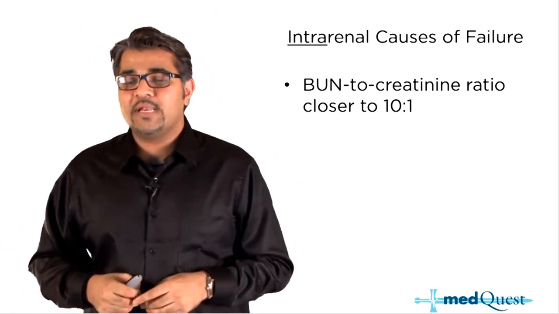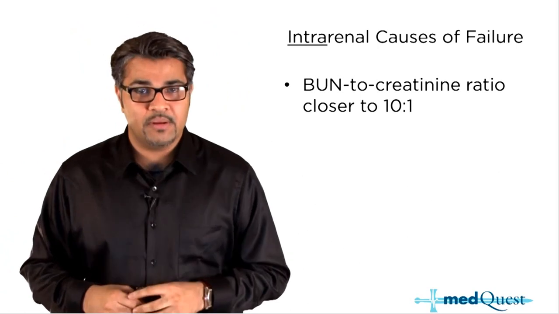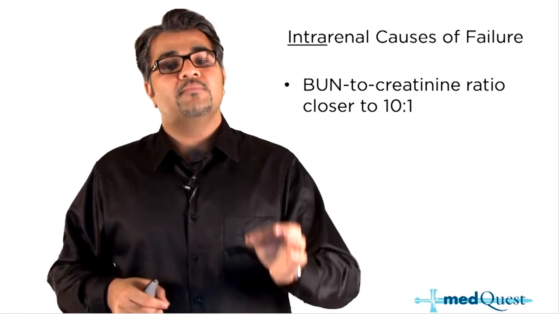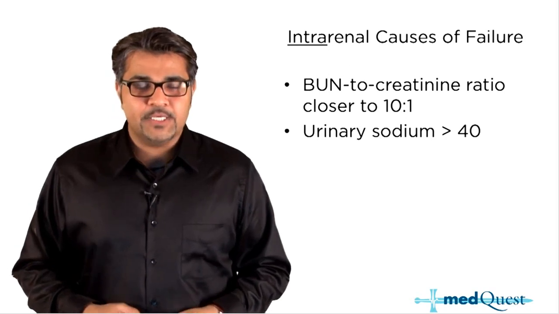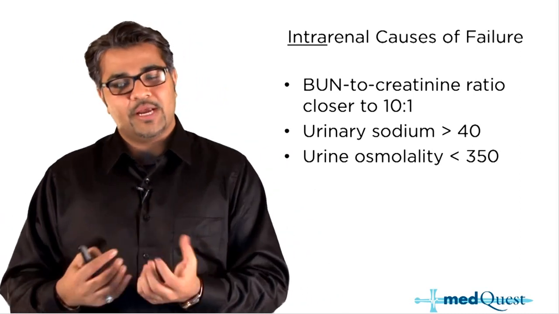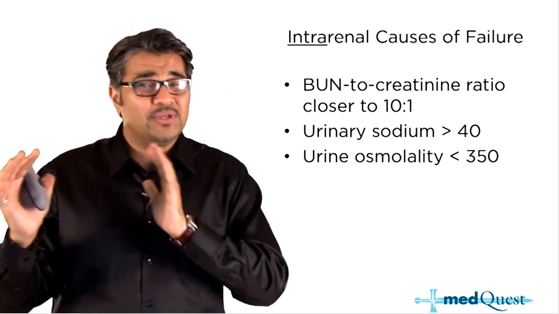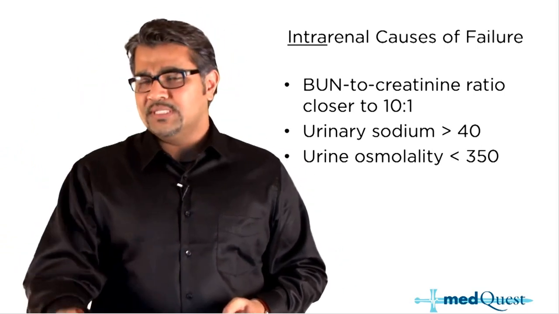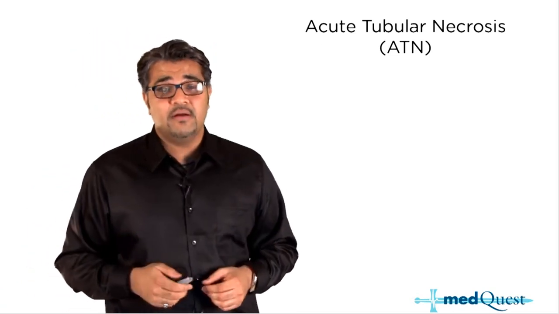Now, BUN to creatinine ratio is closer to 10 to 1. This is the only time I mentioned 10 to 1. Remember, 15 to 1 to 20 to 1 is pre-renal. Greater than 15 to 1 is post-renal, but closer to 10 to 1 is an intrarenal cause of renal failure. The urinary sodium is going to be greater than 40. Keep that in mind. And lastly, the urine osms are actually going to be less than 350. These are all very, very strict points. You might be thinking, well, could they be different? Yes, but remember these numbers. These are going to be guide points for you to be able to decide whether this is intrarenal, pre-renal, or post-renal. Now let's talk about some causes of intrarenal failure.